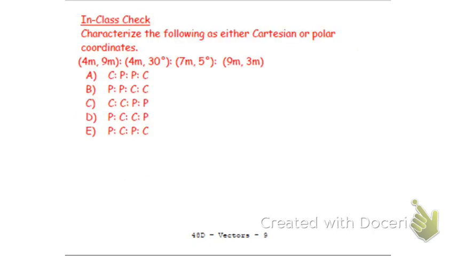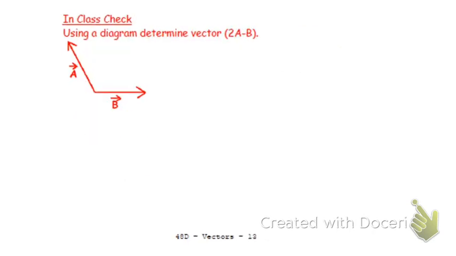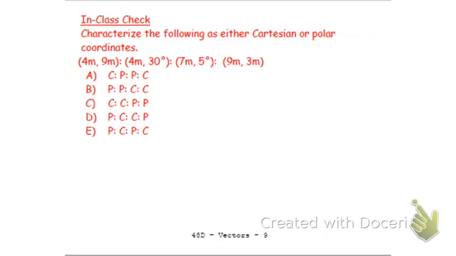Cool. We're going to take a break in a minute, maybe a couple of minutes. So let's just do one quickly. Characterize the following as either Cartesian or polar. So what's this guy? Cartesian. What's this guy? Polar. What's this guy? Polar. What's this guy? Cartesian. Yeah, so it's that one.